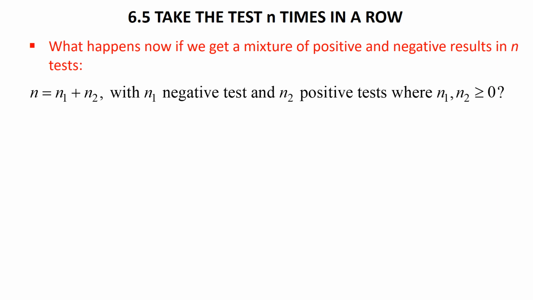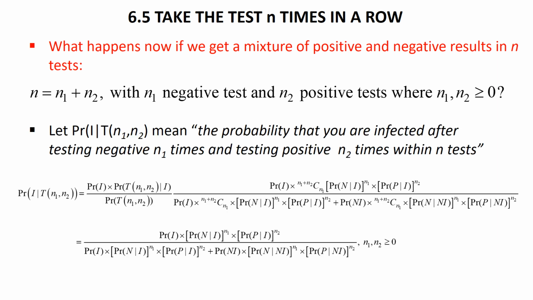So what happens now if you get a mixture of positive and negative results in n tests? You're not necessarily always going to get 4 negatives in a row. What if you get 4 negatives and 1 positive in the middle, or you get 6 negatives with 2 positives? So again, you go back and you try to work out the maths for that. Again, it's not difficult, but it's just easy to make a mistake. So I'll leave this for you to look at.